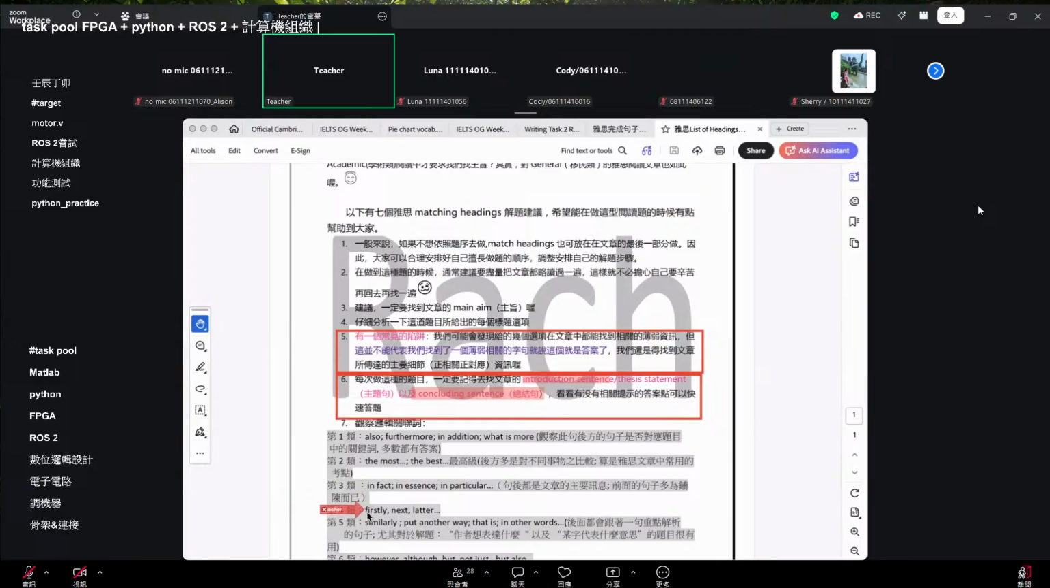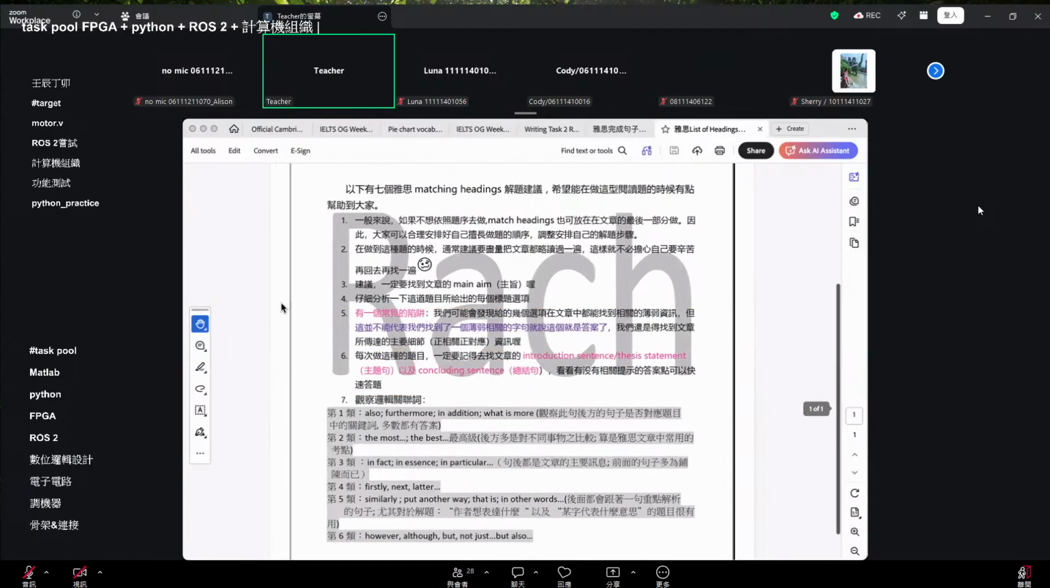Number 4 of the type, first, next, later. So usually if they say about this one, they're talking about process. They're talking about stages for doing something. Number 5, similarly, put another way, what is, or in other words. They try to tell us what the writer wants to say and to explain to us.